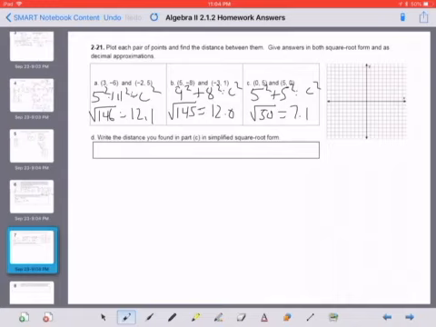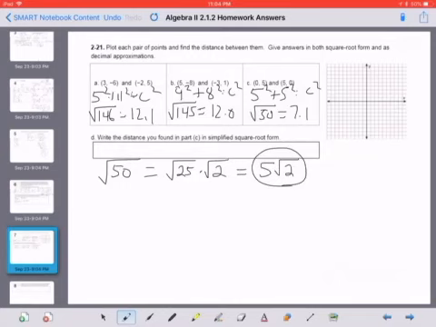Then it says, write the distance you found in part C in simplified square root form. So I'm taking the square root of 50, and what I'm really trying to do is figure out what square roots are perfect squares that I can multiply together to get 50. So I know that I can find the square root of 25 times the square root of 2. So then I just say it's 5 times the square root of 2, and that's my final answer.